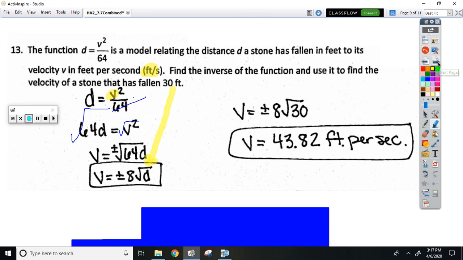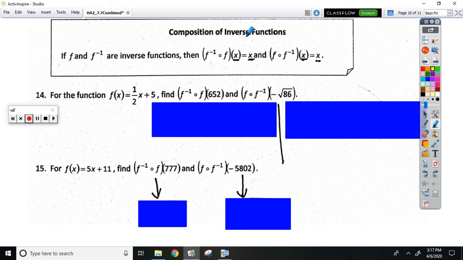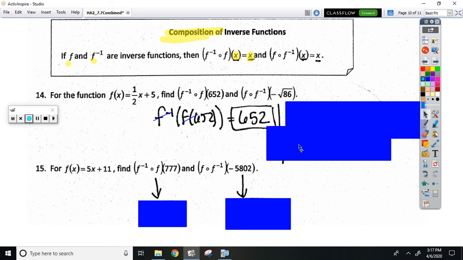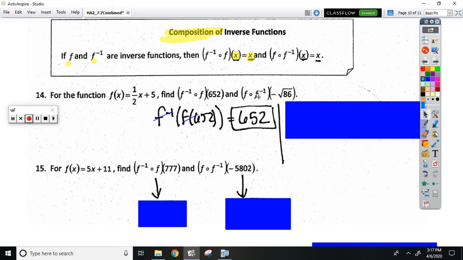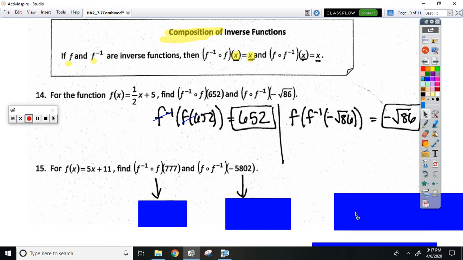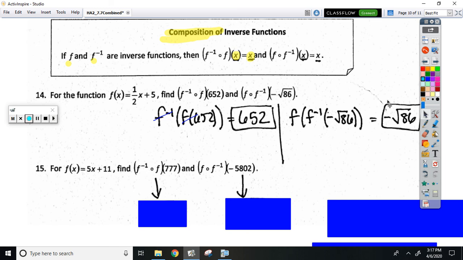And then our last two examples should be the easiest ones because we just proved this composition of inverse functions on the front. If we are taking the function and its inverse and we are using composition, which is plugging one into the other, any number that you're finding will get you that number right back because these undo one another. So if you're finding the inverse of the function of 652, these two things basically undo one another, and we just get 652. Same thing works if you switch the order. If it's f of the inverse of negative square root of 86, it's just negative square root of 86. No work required.